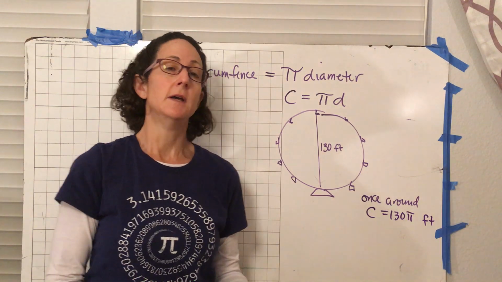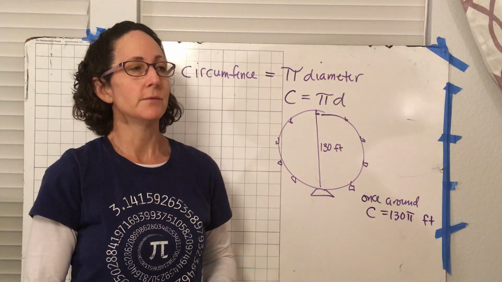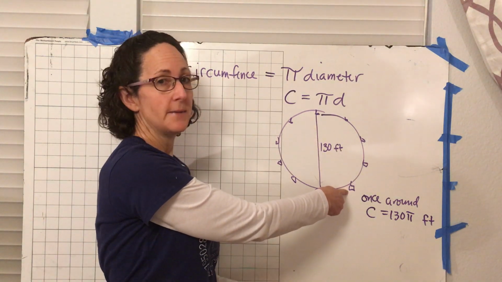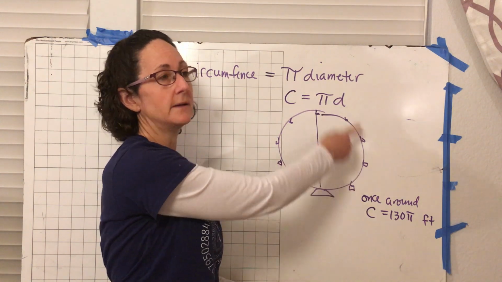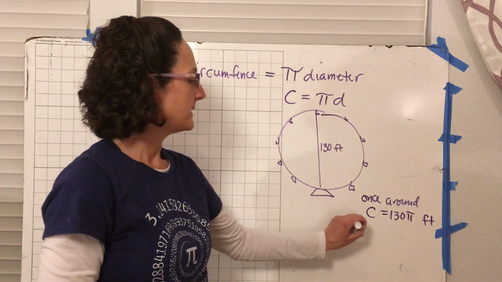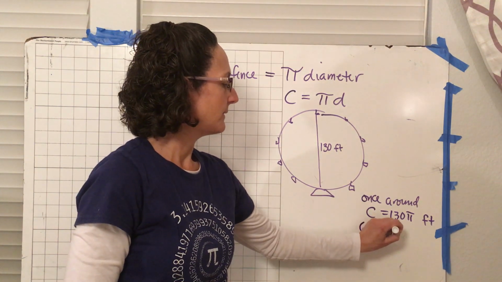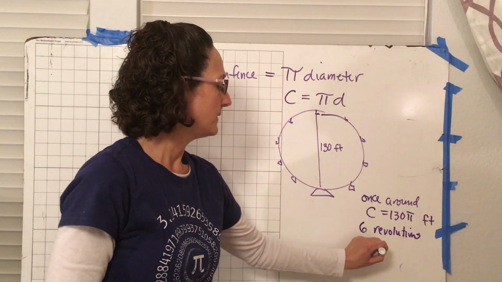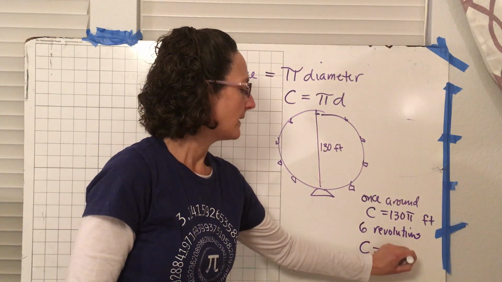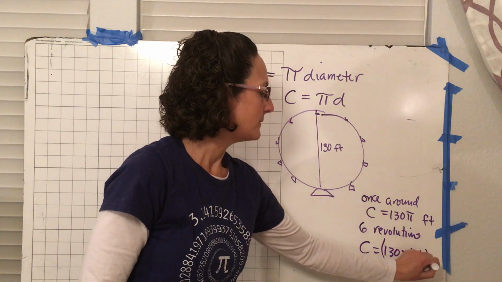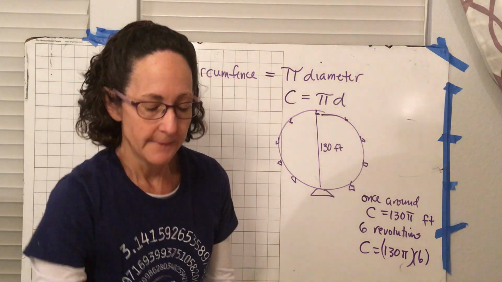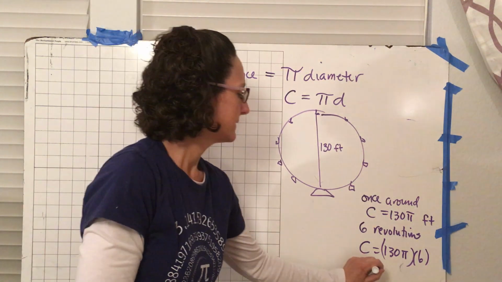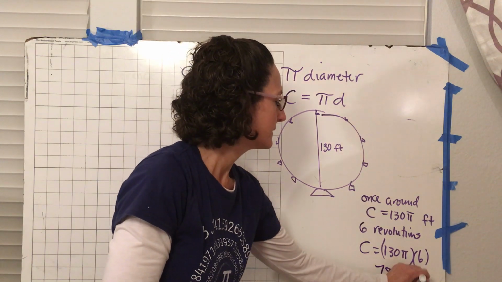So that's if you went around once. But on a Ferris wheel, you usually don't go around just one time. So one of the rides said you get to go around 6 times. So you go around, that's 130 pi. You go around again, another 130 pi. Around again, another 130 pi. So if I said you could make 6 revolutions, they're called revolutions when you go around, how far did you travel? You would simply take the circumference, which is 130 pi, and multiply by how many times you went around, which is 6. If I wanted you to leave your answer exact, you would say that is 780 pi feet.